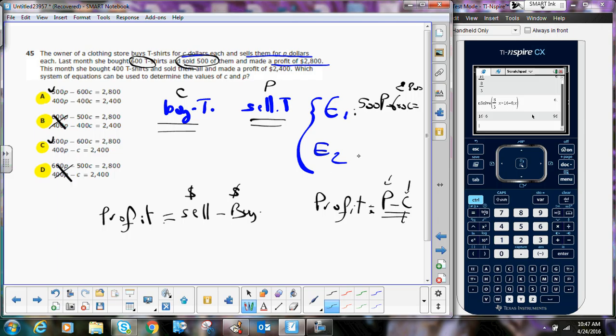Now, equation 2. Last month or this month she bought 400 and she sold them all. All means she bought 400 and she sold 400. So what she sold, 400P minus 400C, and she made 2,400. So which equation will have that? You see again, P minus C. So this is 400, 400. Nope. So the answer would be A.